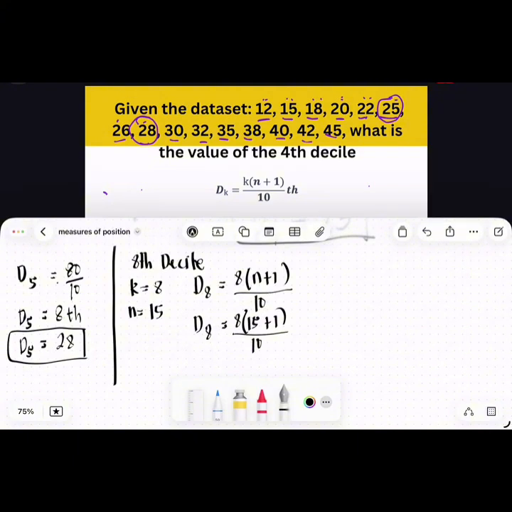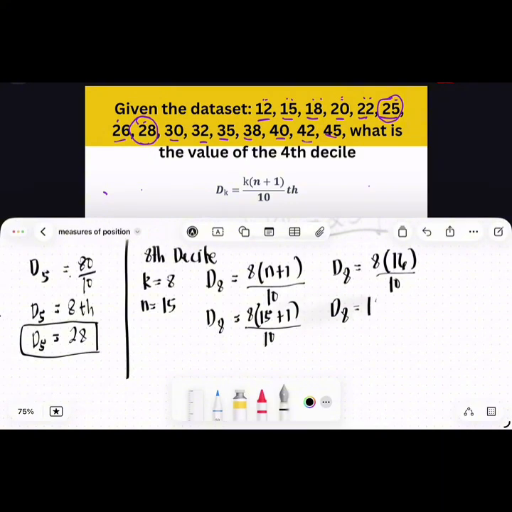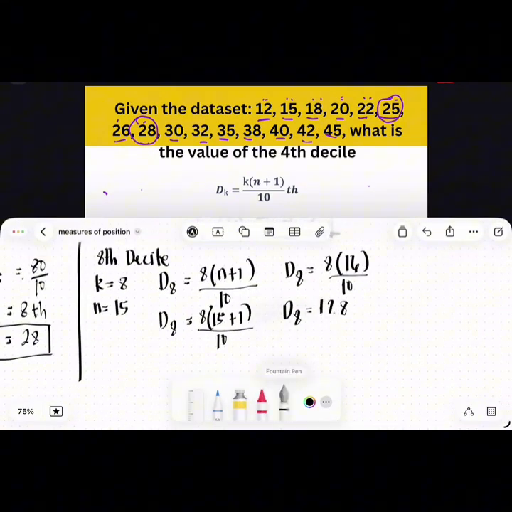Next, proceed tayo with addition. So, decile 8 is equal to 8 times, 15 plus 1 is equal to 16, divided by 10. So, proceed with multiplication. Decile 8 is equal to 8 times 16. So, this is a total of 128 over 10. So, this is a total of 12.8.